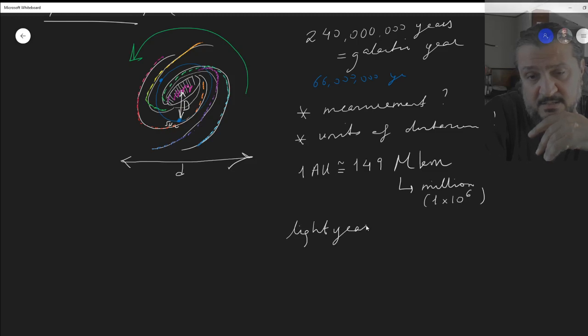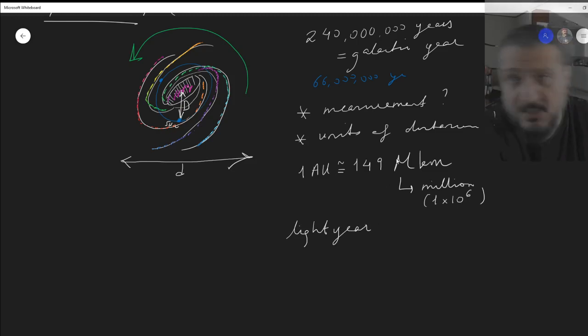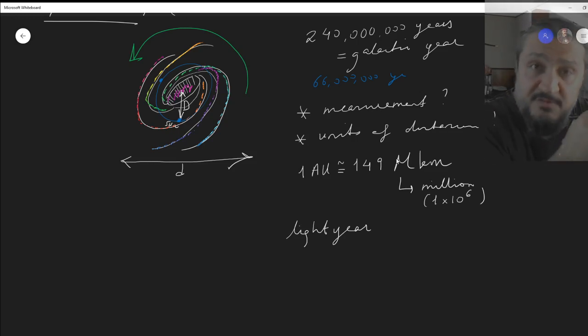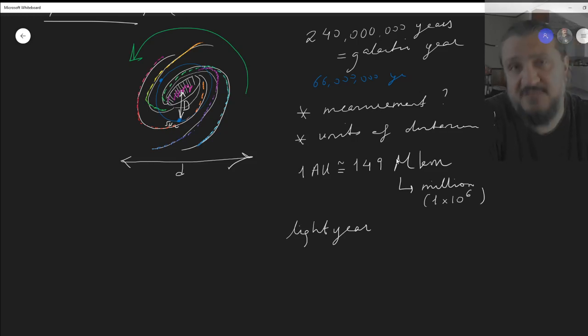Lightyear. A light year is the distance light travels in 1 year. All right? So a light year is not a unit for time, okay? I mean, there's a year in the name, but it's not a unit for time. It's a unit for distance. 1 light year.